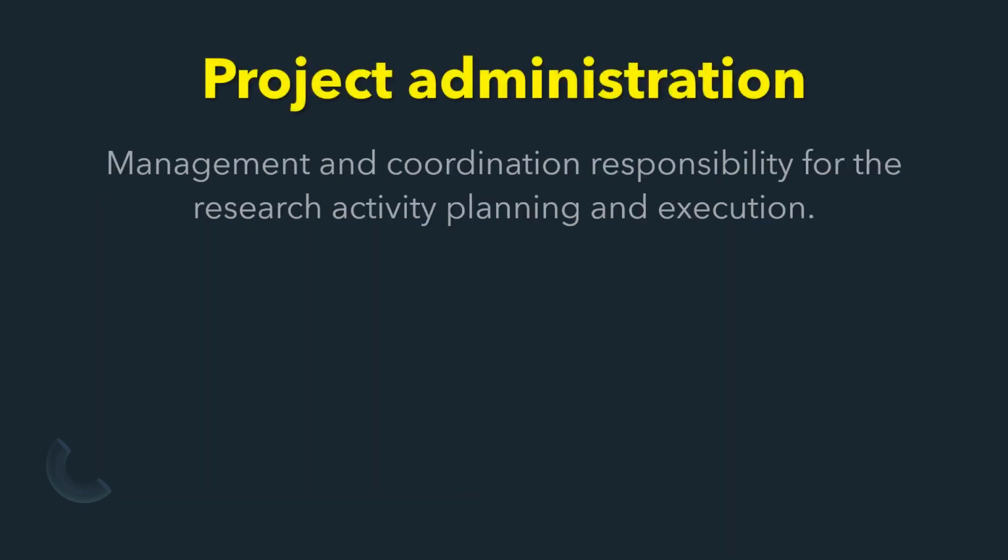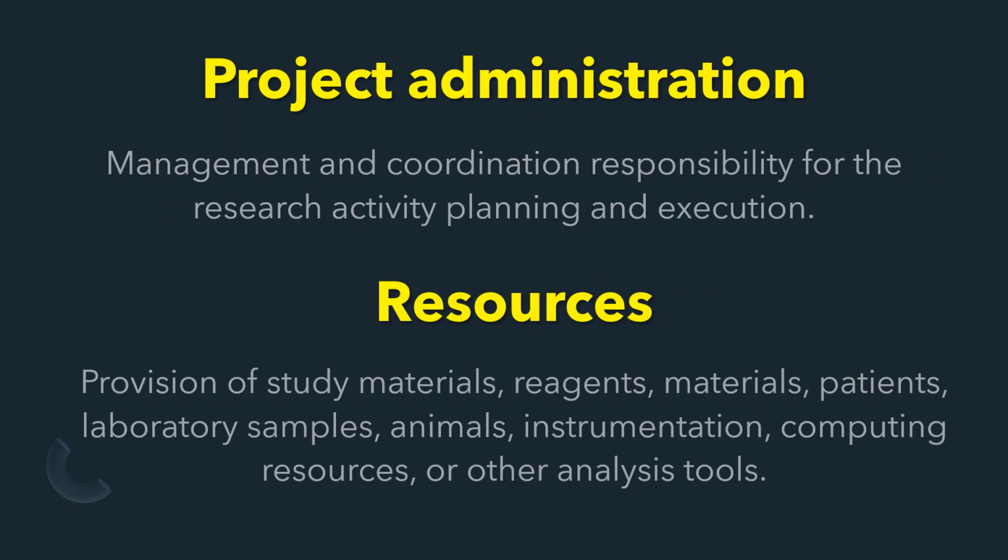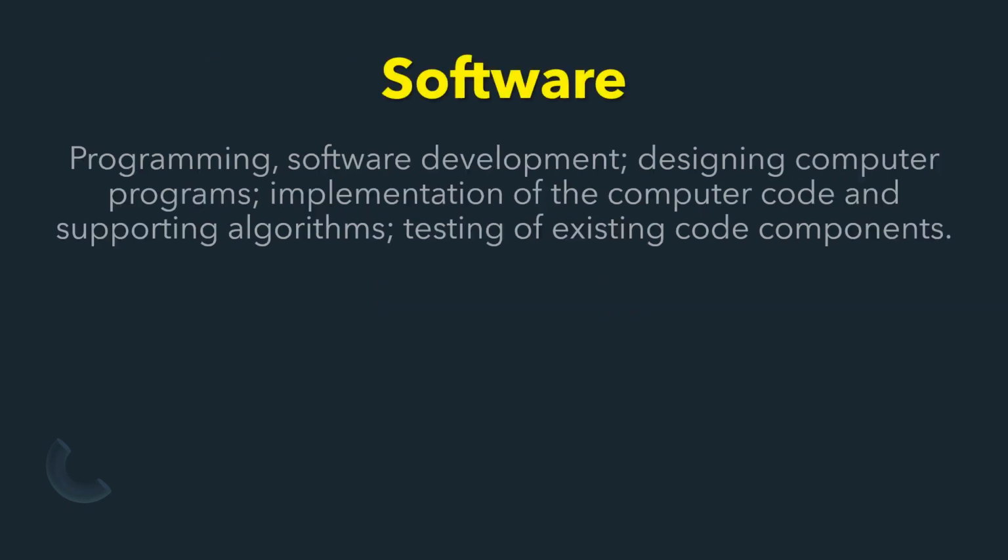Then we have project administration, so management and coordination responsibility for the research activities, planning and execution. Then we have resources, where we have provision of study materials, reagents, materials, consumables, non-consumables, patients, laboratory samples, animals, instrumentation, all resources associated with this publication or the generation of the output of this project. Then we have software, different kinds of software like programming, software development, designing computer programs, and all the code creation, algorithms, so everything.